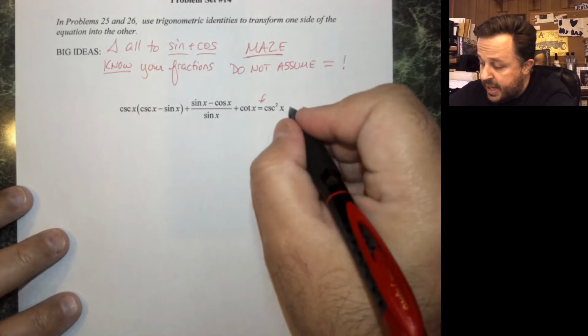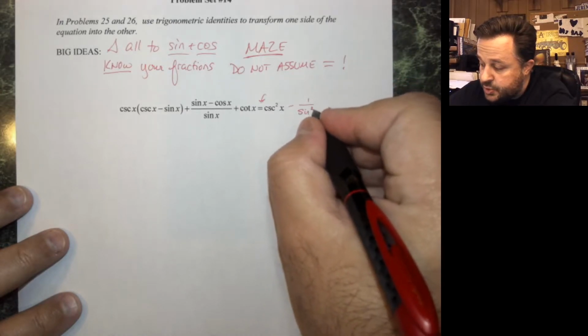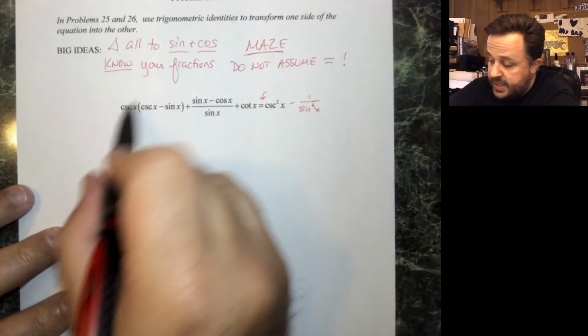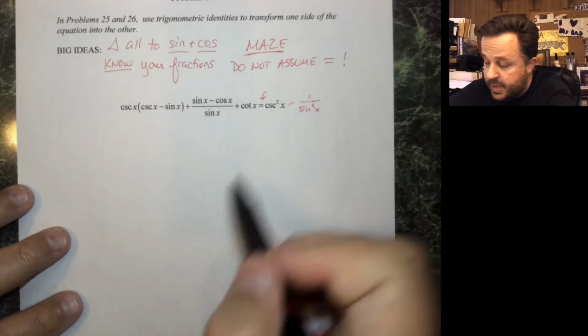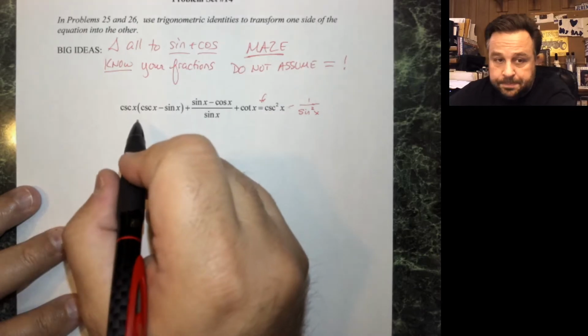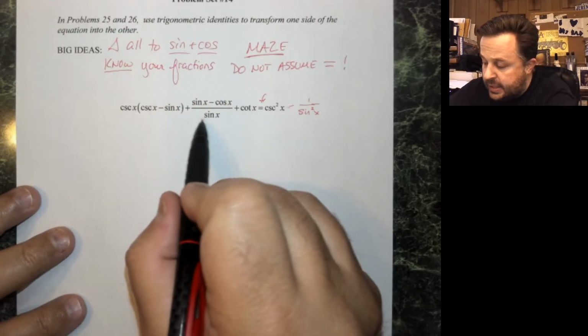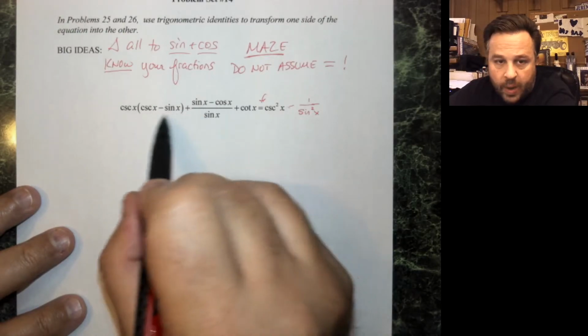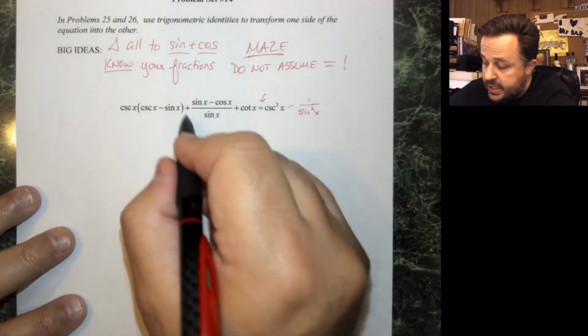However, I do want to keep an eye out on the fact that this becomes 1 over sine squared of x. So if I can somehow change this into 1 over sine squared, well, then I can make that last step here. Okay, so a couple things. Here we go. First of all, there's many different ways to go here. I do want to stress something right here.